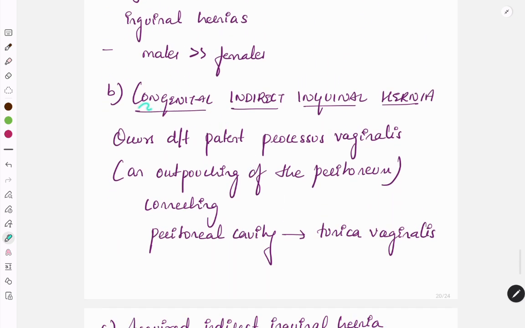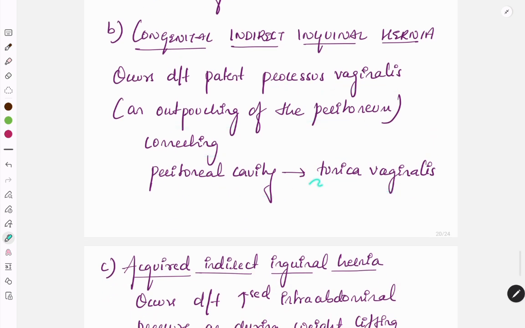The next thing we are going to look at is congenital indirect inguinal hernia. Why does it occur? It occurs due to patent processus vaginalis. What is processus vaginalis? It is an outpouching of the peritoneum connecting the peritoneal cavity to the tunica vaginalis. I hope we all know what tunica vaginalis is; we learned in 12th standard that it is the covering of the testis. The processus vaginalis helps in the attachment of the peritoneal cavity to the tunica vaginalis. Usually it should obliterate, but if it persists, it will lead to congenital indirect inguinal hernia.